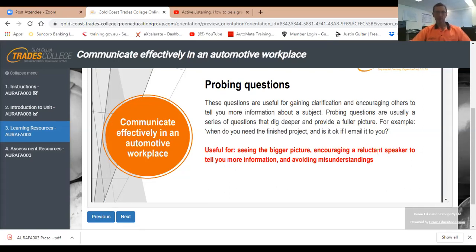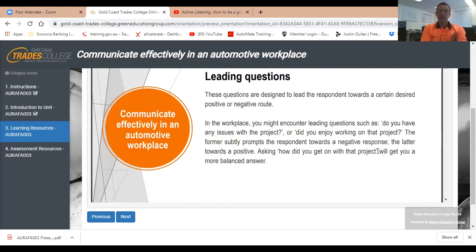Probing questions. Leading questions. Again, we're talking a lot about questions because communication is a lot about listening and asking the appropriate questions as well. These questions are designed to lead the respondent towards a certain desired positive or negative route. In the workplace, you might encounter leading questions such as, do you have any issues with this project or job? Or did you enjoy working on that project? The former prompts the respondents toward a negative or positive response. The latter towards a positive response.